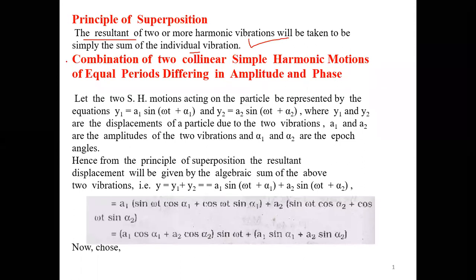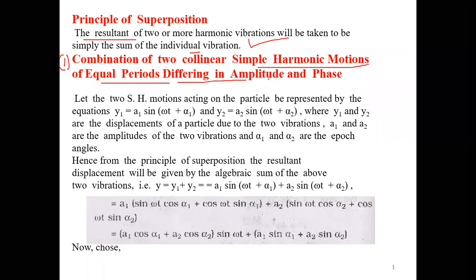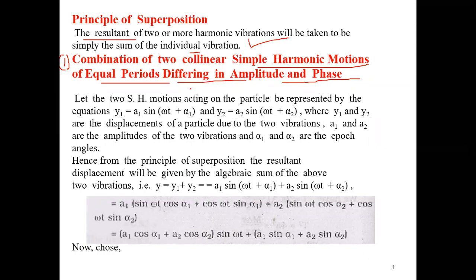Okay, so in the first case, we are going to combine two waves which are collinear. That means they are acting along a line, either on the y-axis or z-axis. So they are two collinear simple harmonic motions, and their periods are equal. That means their frequencies are the same, however differing in amplitude and phase. You have come across this when you have studied interference of light waves. Light is an electromagnetic wave that also follows a sinusoidal form.